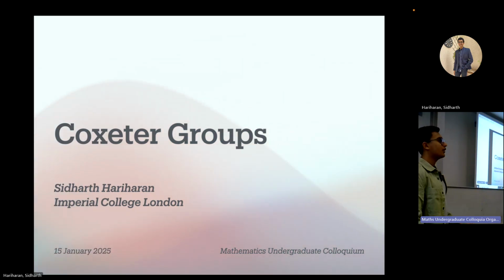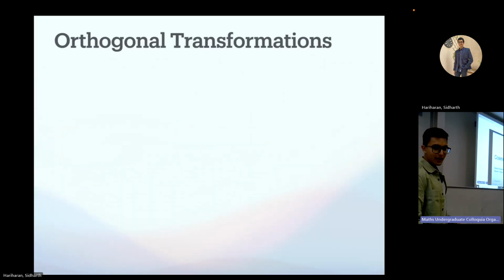I'm assuming nothing beyond a basic understanding of linear algebra, but as we know too well, the word basic means different things to different people. Anyway, let's start off by talking about orthogonal transformations.